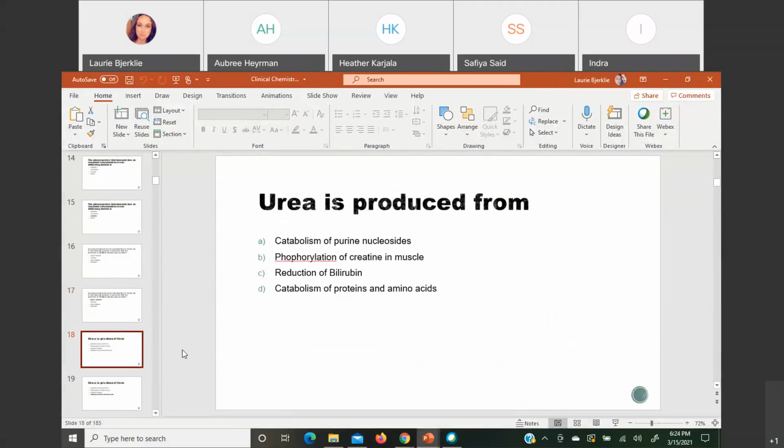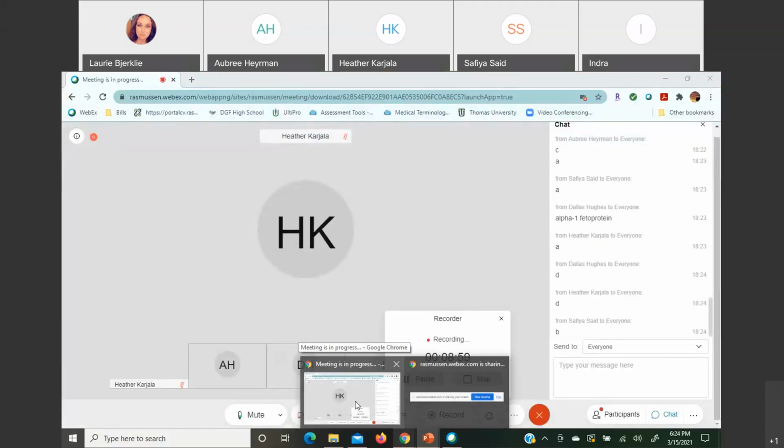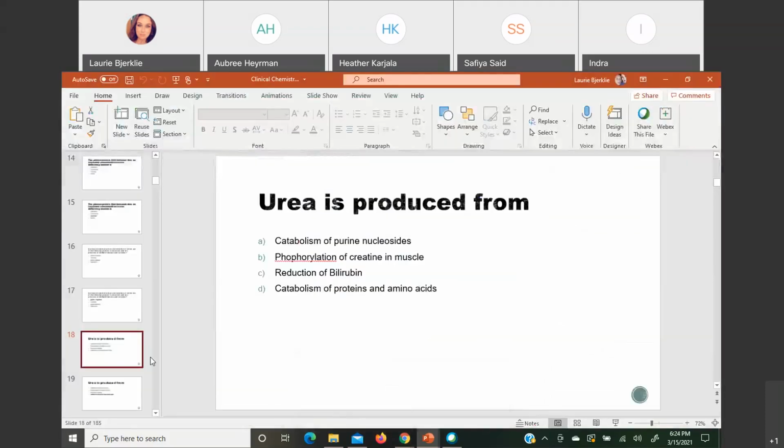Urea is made from what? What is urea produced from? Okay, let me take a look here. We have a few guesses. So it is the breakdown of proteins and amino acids. So BUN or urea is made from the breakdown of proteins and amino acids.